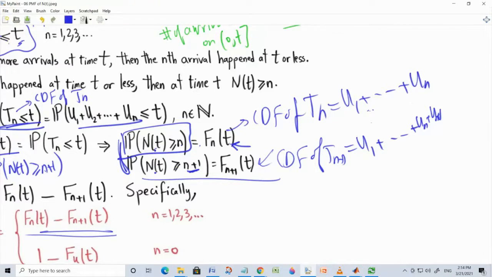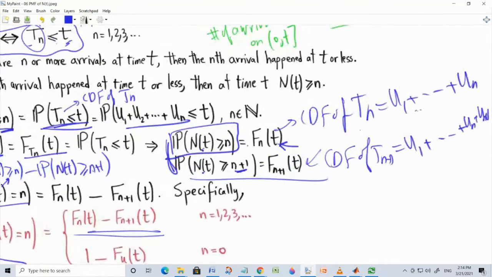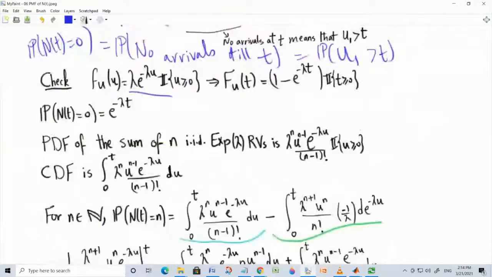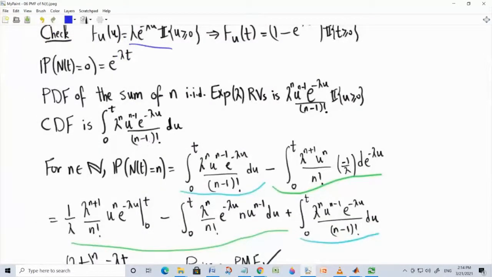exponential random variables. So you can do this via repeated convolutions. You can do this via Fourier analysis or the Laplace transform. You can do this via induction. You can do this in any way of your choice. And basically you get that the CDF is equal to this integral here. So this is the CDF of the sum U1 plus U2 up to Un, and the PMF is basically the difference between the CDF F sub n of t minus F sub n plus 1 of t.